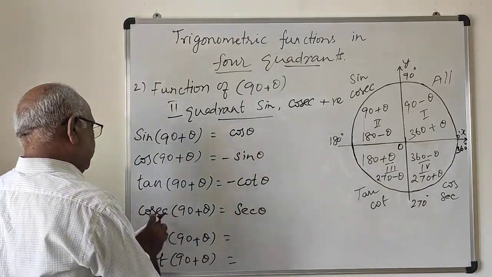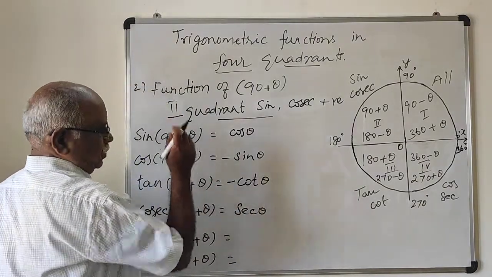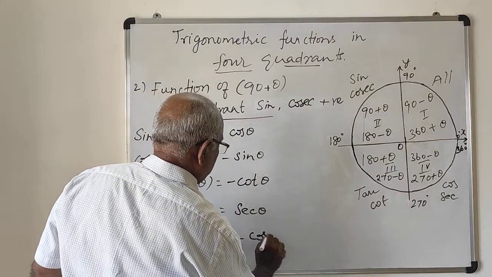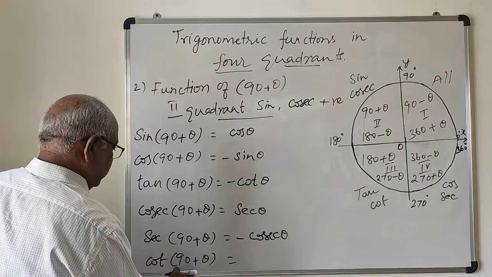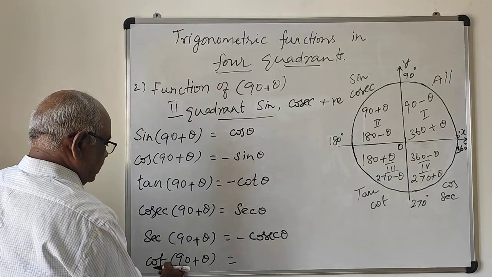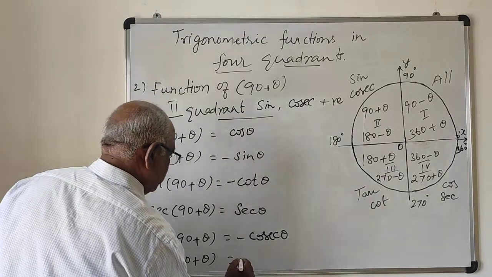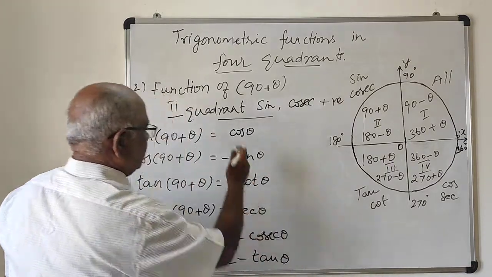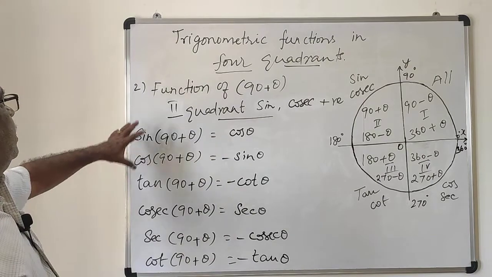Answer is secant theta because cosecant is positive, so the answer will be positive. Secant negative, so minus, and 90 changes its ratio, this is cosecant theta. Cot 90 plus, second quadrant, cot negative, but 90 changes its ratio, so minus tan theta. Like that, we have completed the 90 plus theta.